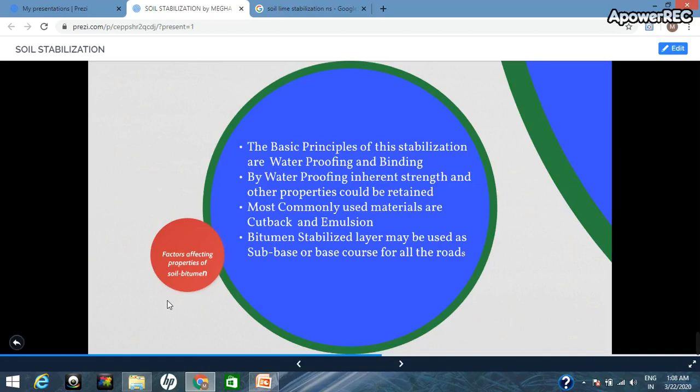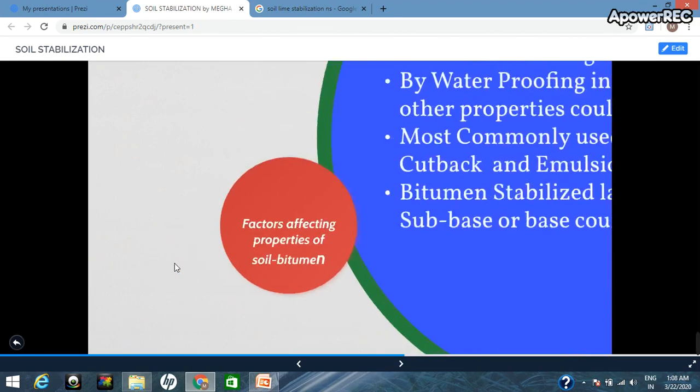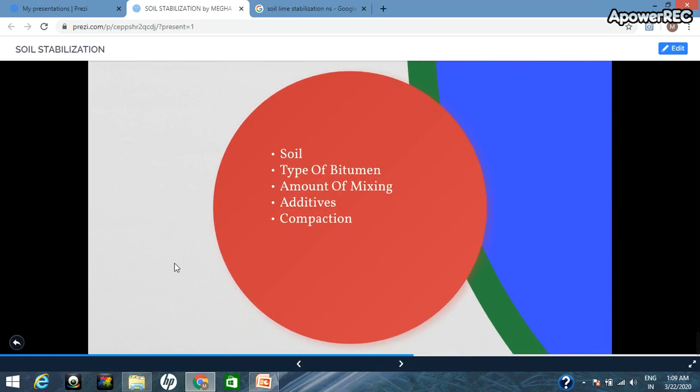As we all know, the pavement is divided into 4 parts. First one is the soil subgrade, then subbase, base and wearing coat. So the bitumen stabilized soil can be used in the subbase or base coats. The factors affecting bitumen stabilization are the soil, type of bitumen, amount of mixing, additives and, most important, compaction.